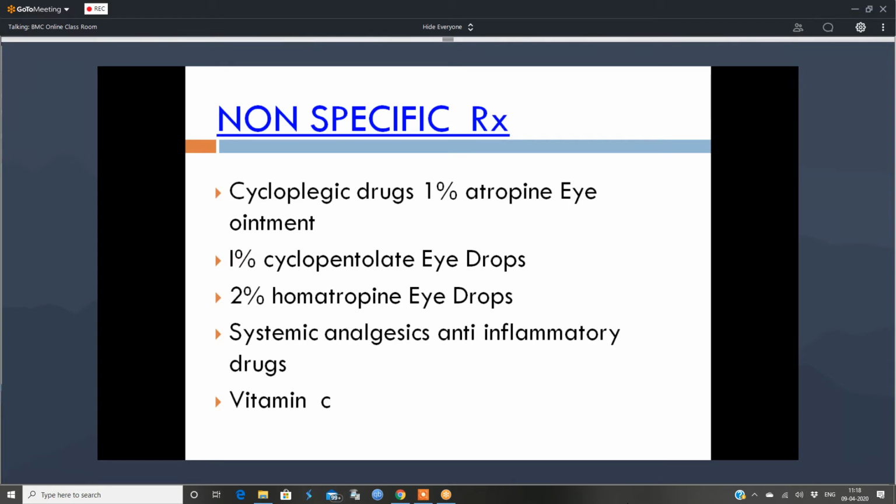Coming to the non-specific treatment, this is a supportive therapy. Here there is one very, very important drug which we use, and that is your cycloplegic drugs. What's the use of using a cycloplegic drug in case of an ulcer? Anybody? What does it do? Cycloplegia means what? It reduces pain. How? You're right, it reduces pain. Paralysis of ciliary body. Very good.